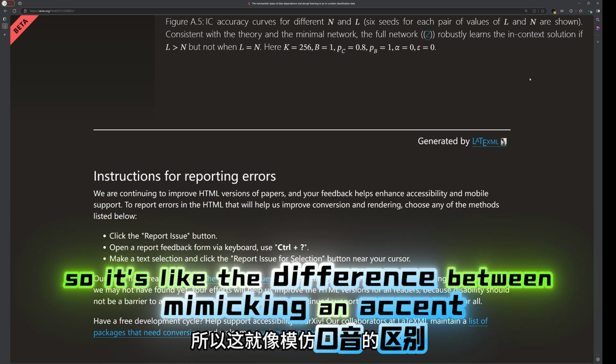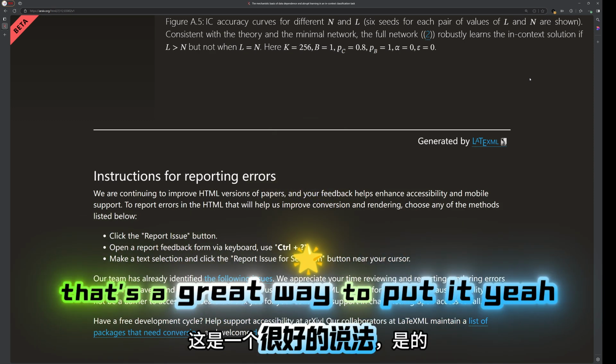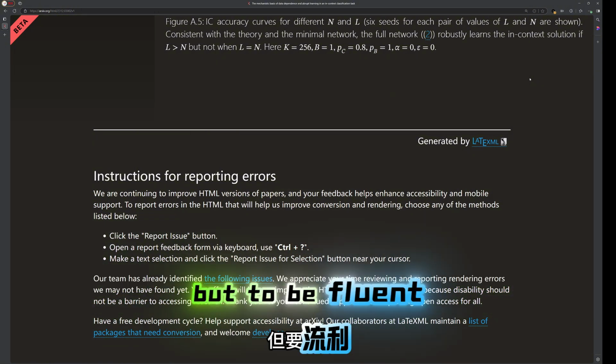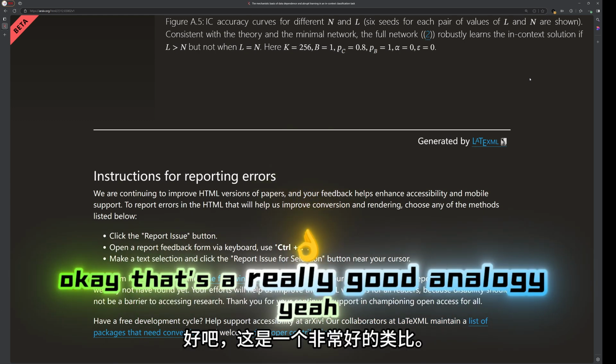So it's like the difference between mimicking an accent and actually understanding the language. That's a great way to put it, yeah. You can sound similar on the surface, but to be fluent, you need more. Exactly. That's a really good analogy.